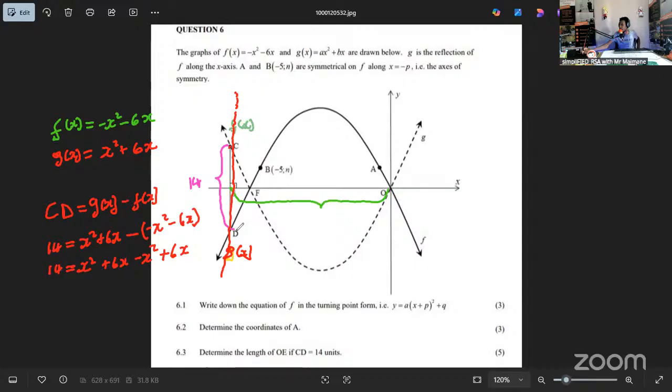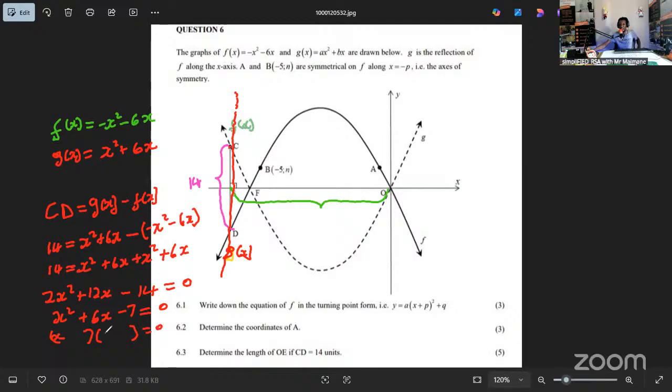Therefore, or positive x squared as well. Therefore, this is going to be 2x squared plus 12x minus 14 is equal to 0. I'm going to divide by 2. I'm going to have x squared plus 6x minus 7 is equal to 0. Therefore, we're going to solve that. It's going to be straightforward.